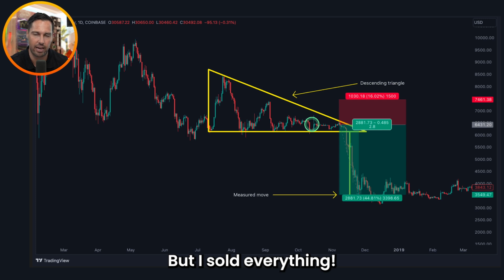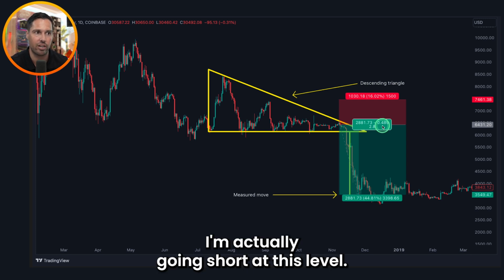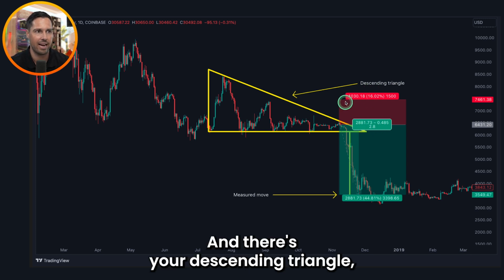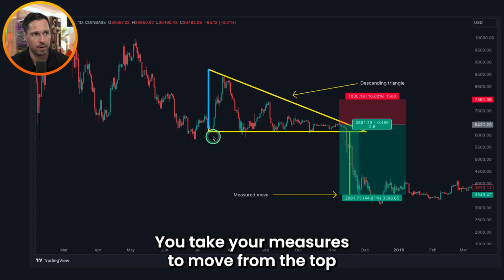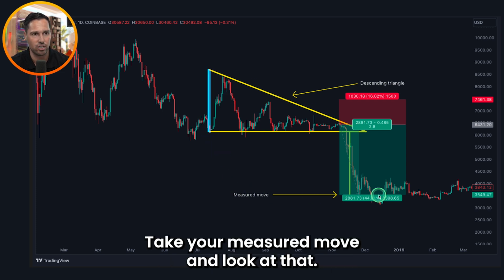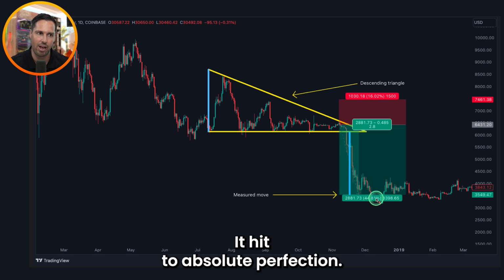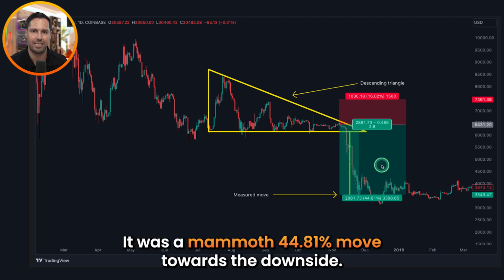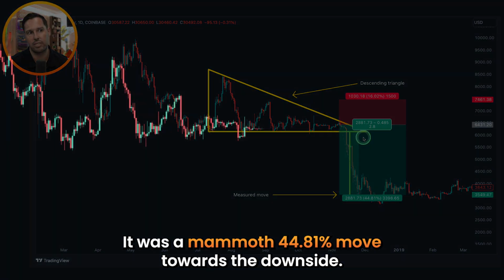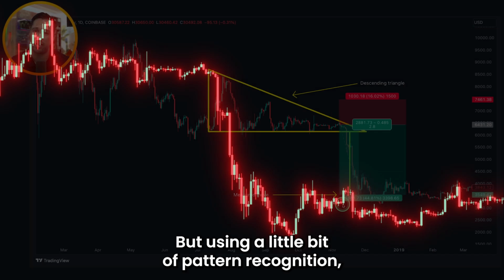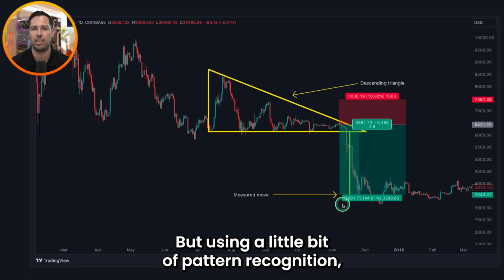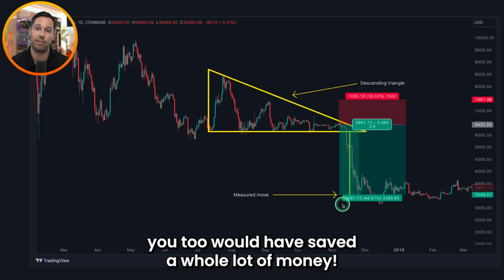But I sold everything. I said, well, I'm actually going short at this level, and there's your descending triangle. Lower highs, you take your measured move from the top to the bottom over there, and look at that. It hit to absolute perfection. It was a mammoth 44.81% move towards the downside, and most people did not see this coming, but using a little bit of pattern recognition, you too would have saved a whole lot of money.